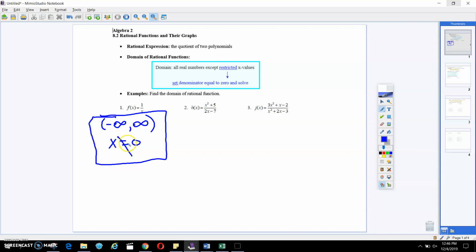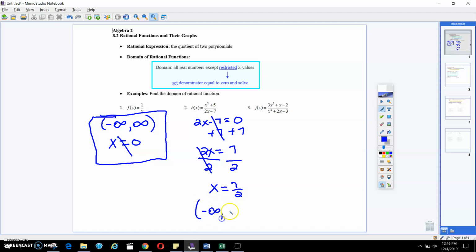With me so far? Okay. On number 2, if we could factor this, we would, but since we can't, we won't. So all we're going to do is take what's in the denominator and set it equal to 0, and we're going to solve. So that's going to give me 2x equals 7. And we're going to divide by 2 on both sides. So x is going to equal 7/2 or 3.5, right? Those are the same things. So for our domain, we have all real numbers except where 3.5 is.